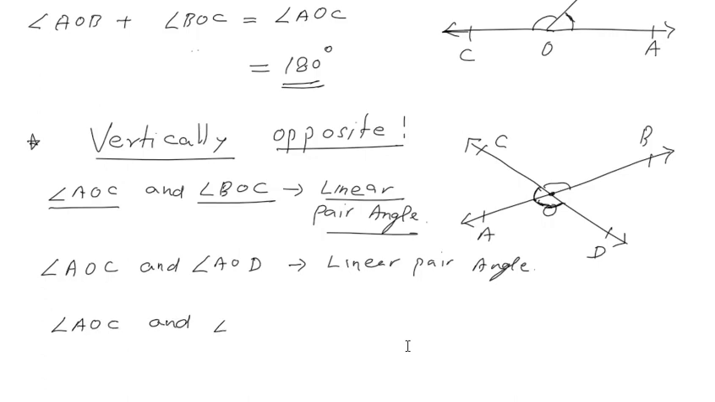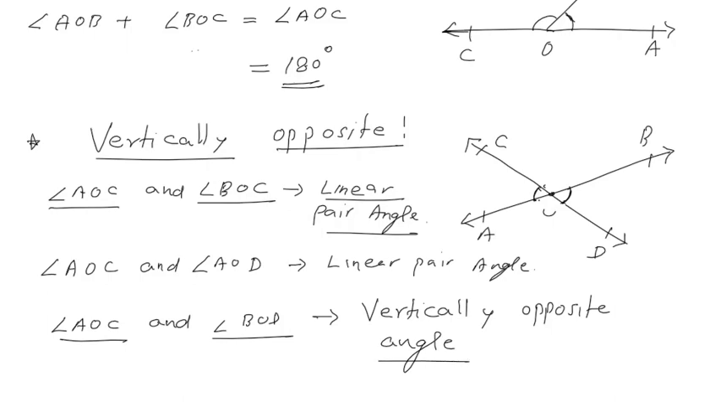And let us talk about this special angle AOC and angle BOD. Now what do you say about angle AOC and BOD? Are they linear pair angles? Surely not. We are talking about this angle, one angle is this and the other angle is this angle. They are not linear pair angles. We give them a special name called vertically opposite angles.